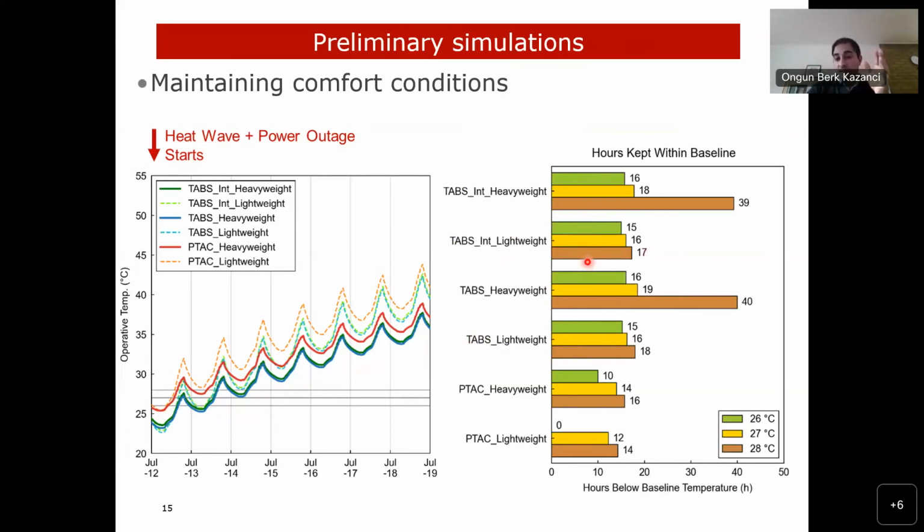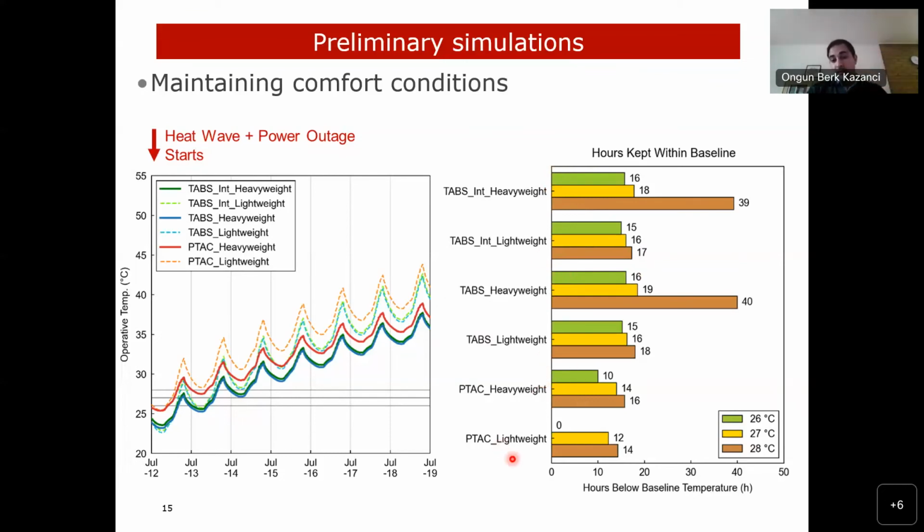So we see here the best performance, and in this case, the best performance means the highest number of hours keeping the temperatures within these ranges that we want for tabs and in the heavyweight building. And in this case, there's not a big difference between if it's intermittently operating or if it's operating constantly. So we might as well, in this case, choose to operate it intermittently.